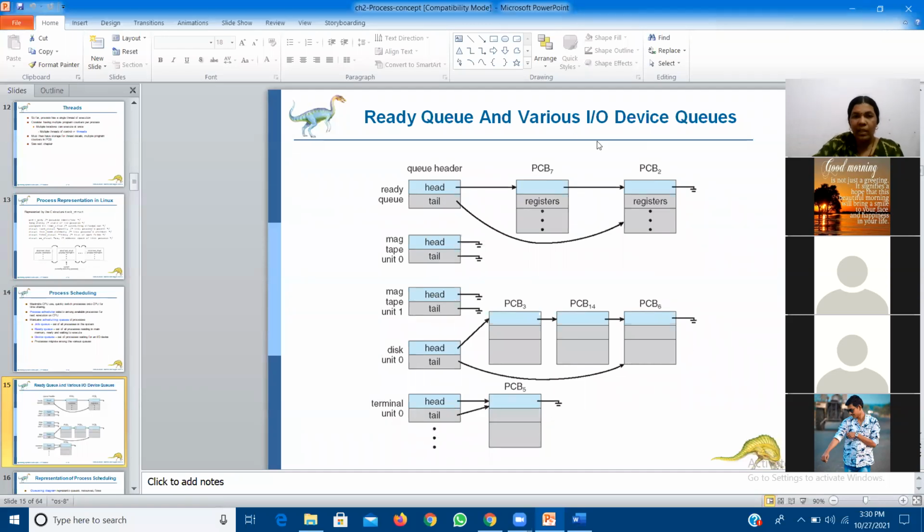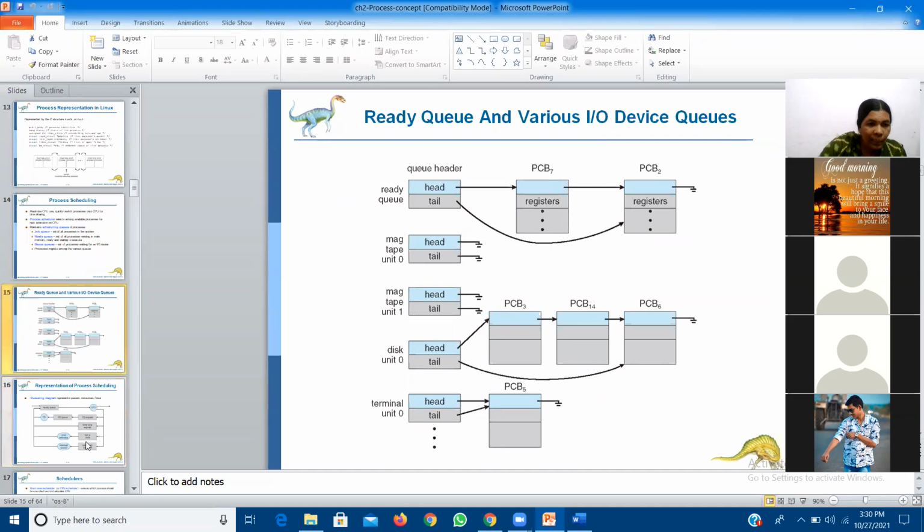And almost all these processes are kept inside the job queue. So the job queue is the first queue. So whatever processes are coming into the system, all are entered in the job queue, and from the job queue they go further either to the ready queue or to the device queue. So this is the structure of the ready queue and various IO device queues, which we have shown over here.